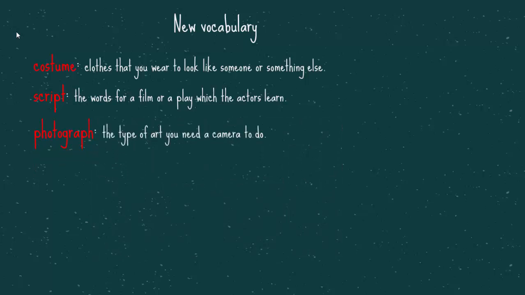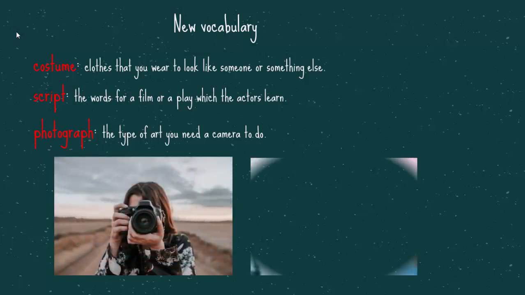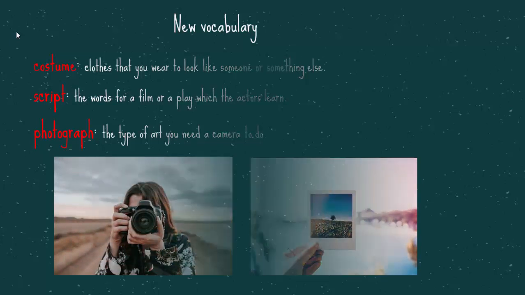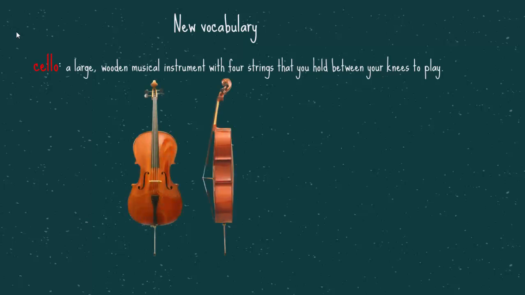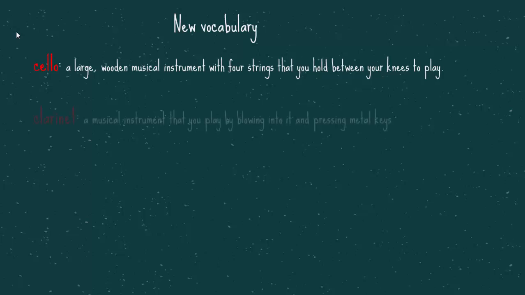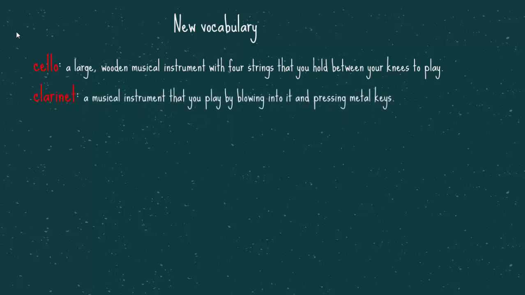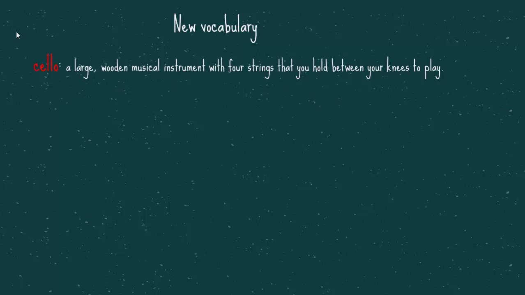Photograph. It's the type of art you need a camera to do. And here is a picture. Cello. It's a large wooden musical instrument with 4 strings that you hold between your knees to play. And here is a picture of a cello. Clarinet. It's a musical instrument that you play by blowing into it and pressing metal keys. And here's a picture of a clarinet.